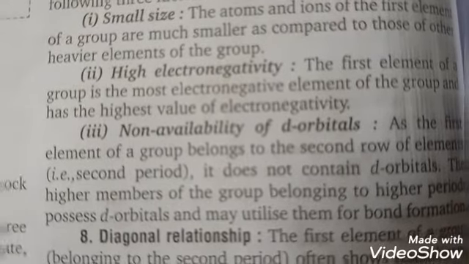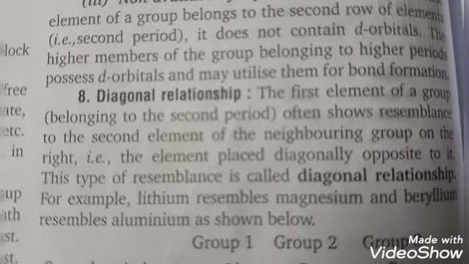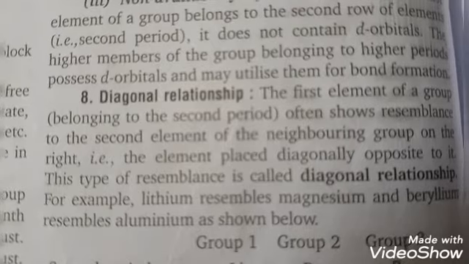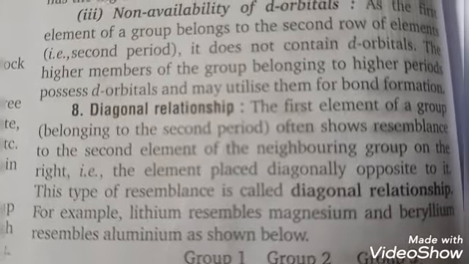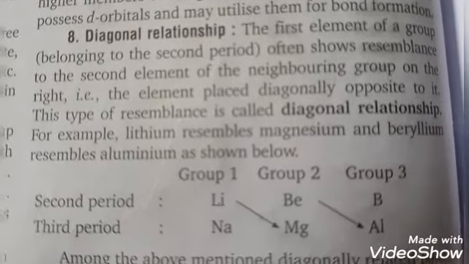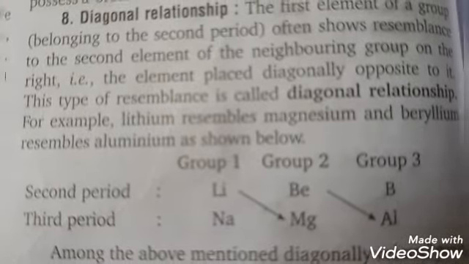Then comes diagonal relationship. The first element of a group belonging to the second period often shows resemblance to the second element of the neighboring group, that is, the element placed diagonally opposite to it. This type of resemblance is called diagonal relationship. Examples are lithium resembles magnesium and beryllium resembles aluminium.